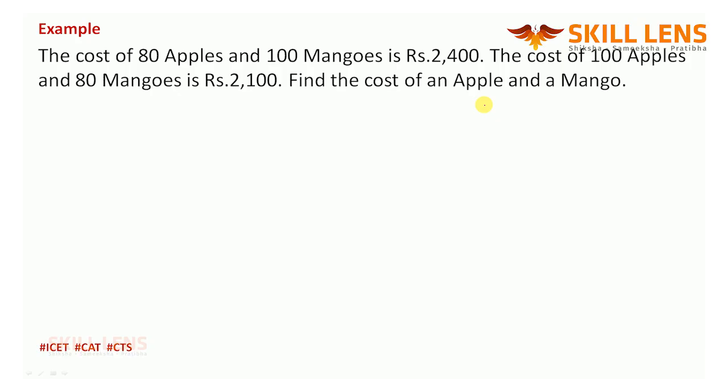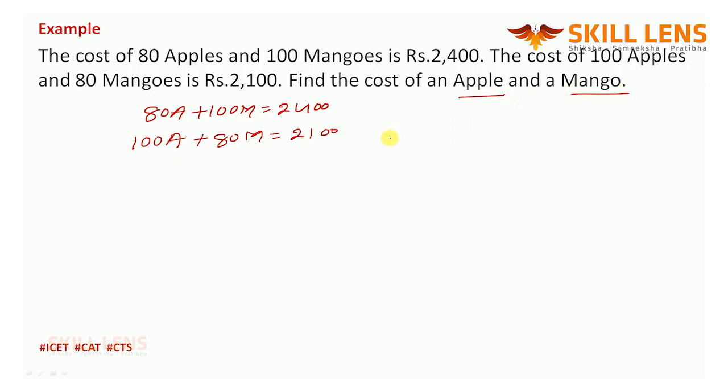The cost of 80 apples and 100 mangoes is 2,400. 80A plus 100M, which is 2,400. The cost of 100 apples and 80 mangoes, which is equals to 2,100. Find the cost of apple and mango.